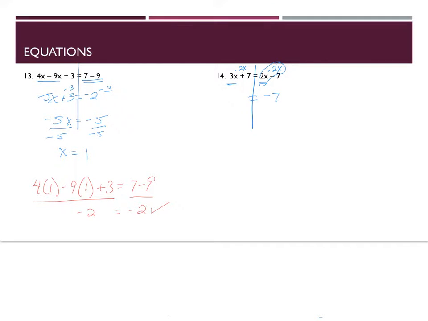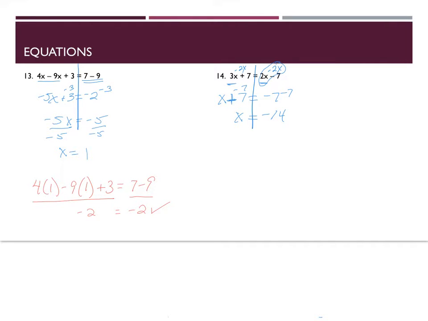On the left I've got 3x, take away 2x just leaves 1x. And the positive 7 didn't combine with anything, so it just comes down. Now I've got x plus 7, so I need to subtract 7 from both sides. And x is equal to negative 14.